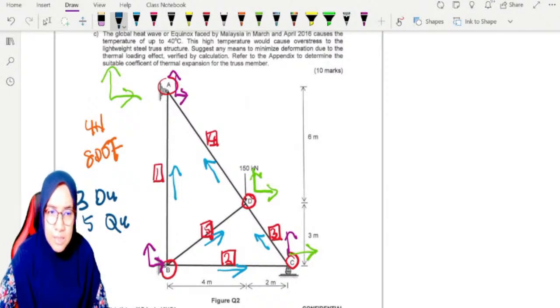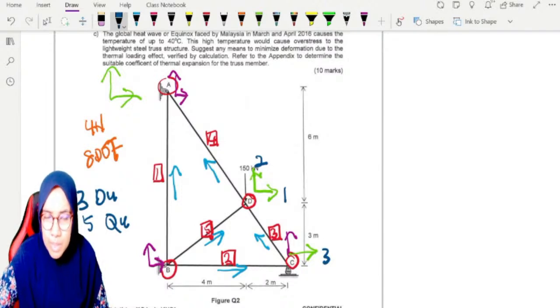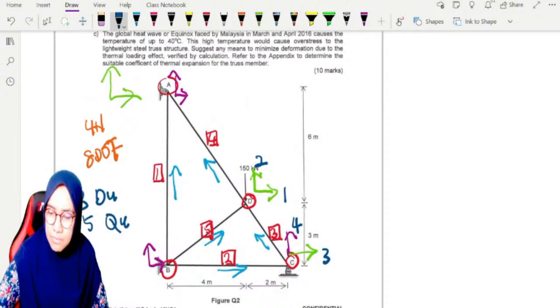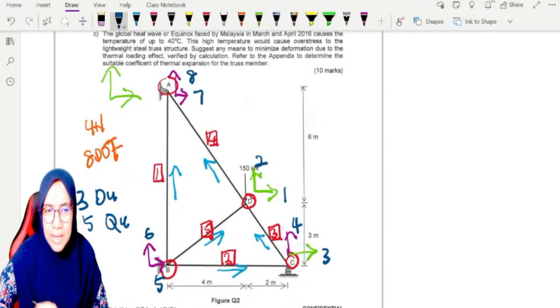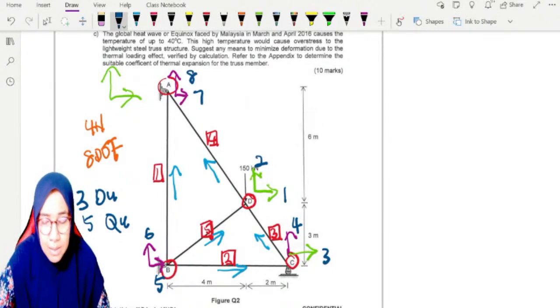So the 3 unknown displacements are located at C and D. So we should label that. We label 1, 2, 3. I have already put the labels. After that, we continue with 4, 5, 6, 7, and 8. Now we have labeled all.